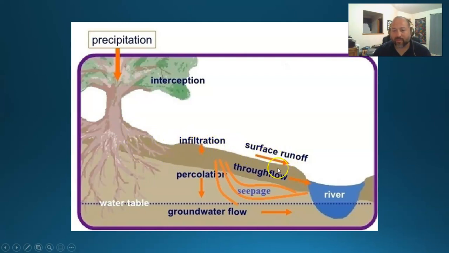We get a little surface runoff, the stuff that doesn't infiltrate. Some of that water then becomes throughflow, where it works its way through the soil and maybe hits some sort of low point where we're collecting water. We get our percolation, where some of that infiltration keeps working its way down, and once it gets below the water table, it's into our aquifer and becomes part of our groundwater flow, where we can store it.